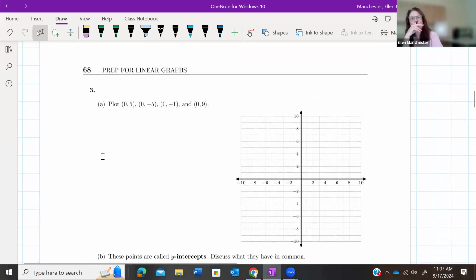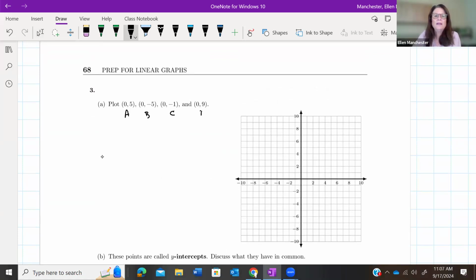Number 3, plot those points. So again, we'll call them A, B, C, and D. Everyone in Zoom good? Give me a thumbs up so I know you're paying attention. Thank you, Jamie. You hear it good, Sophia, good.